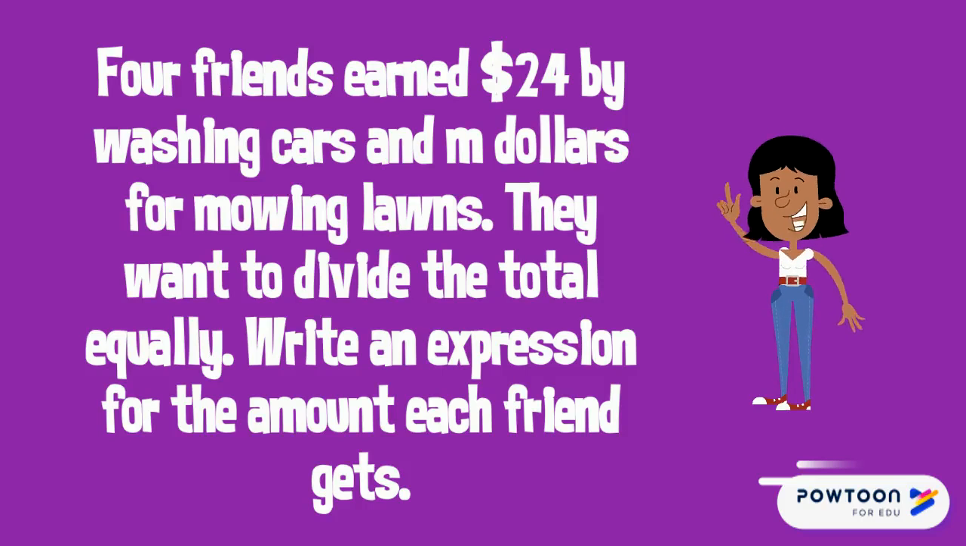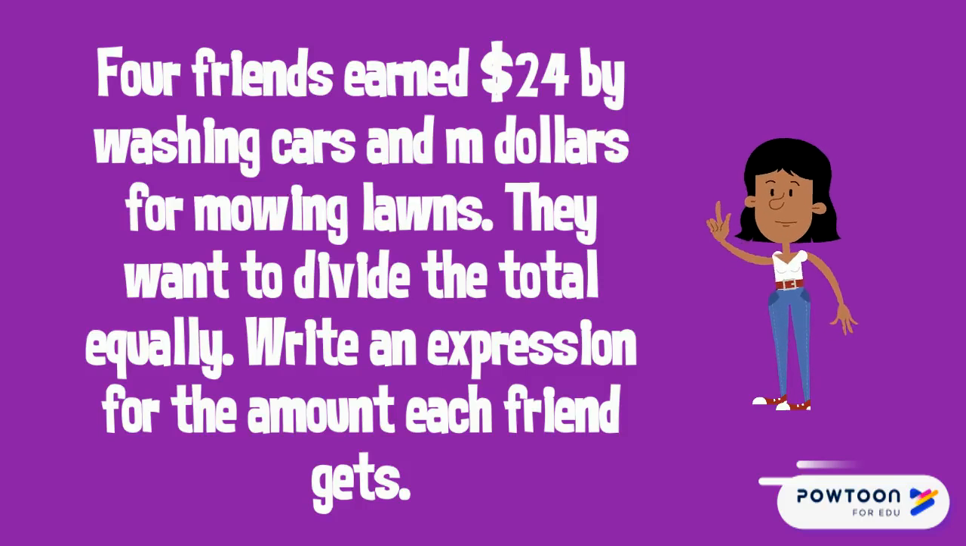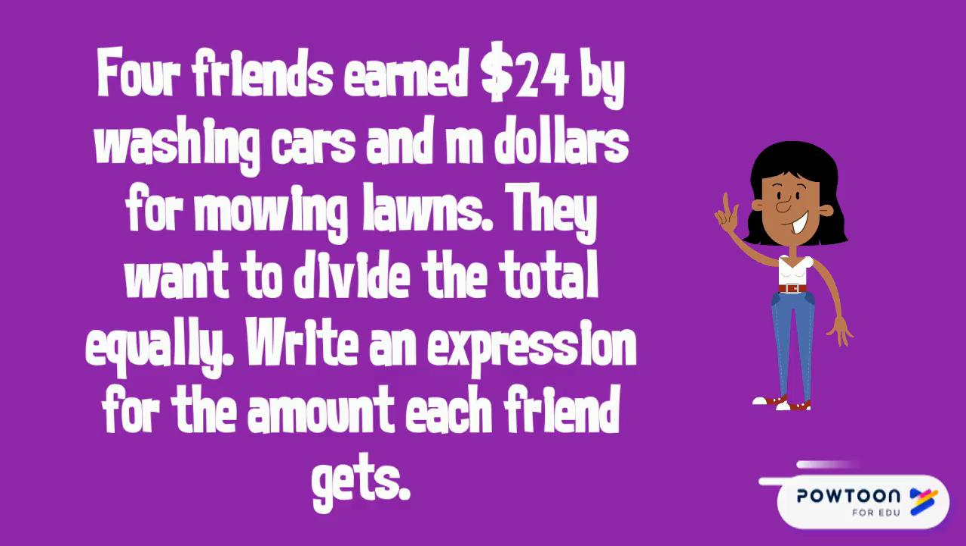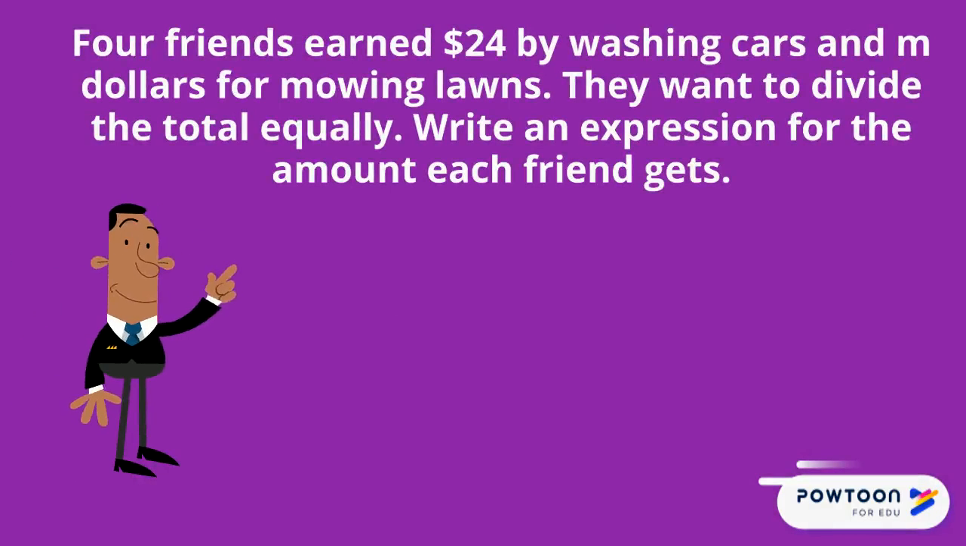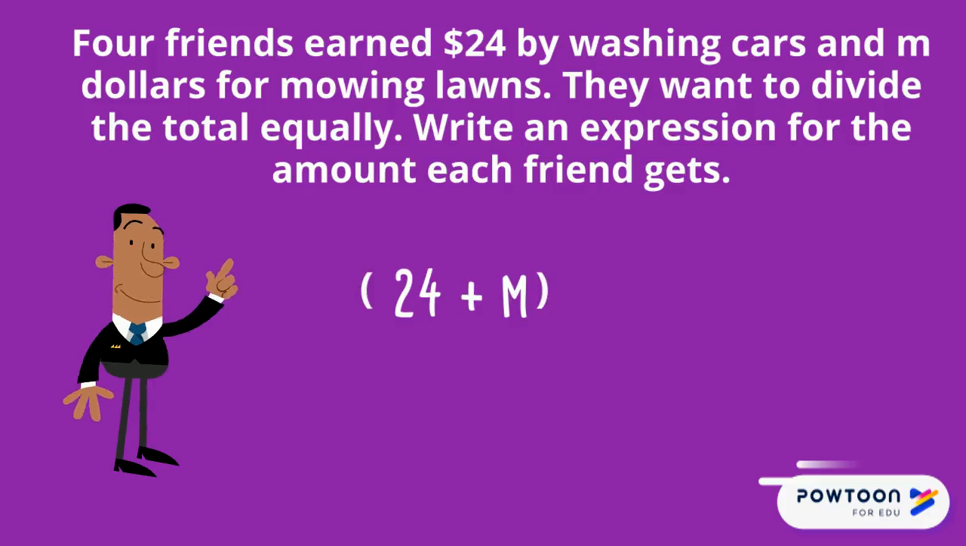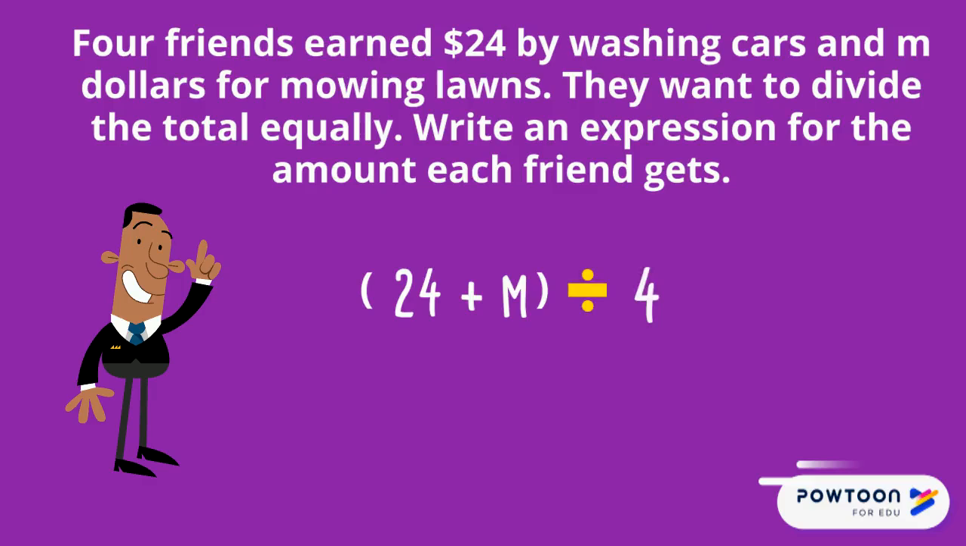4 friends earn $24 by washing cars and $M for mowing lawns. They want to divide the total equally. Write an expression for the amount each friend gets. So in this situation, 4 friends are sharing the amount of money they earn by washing cars and mowing lawns. We know that they made $24 washing cars. We don't know how much they made for mowing lawns, but we know that we need to add those two together first and then divide it by 4 to see how much each person gets.